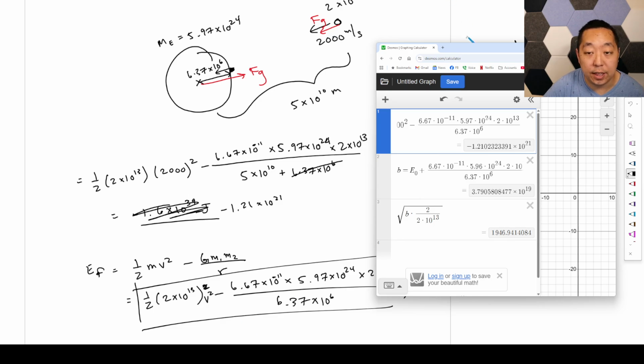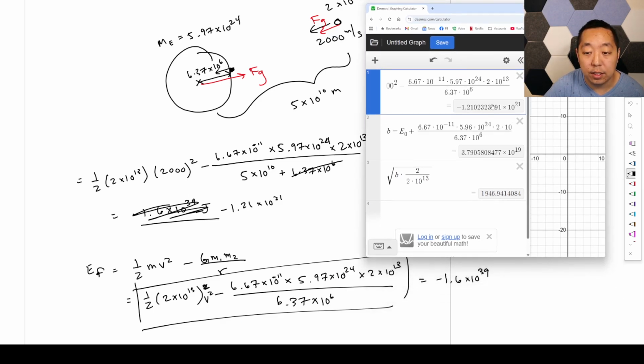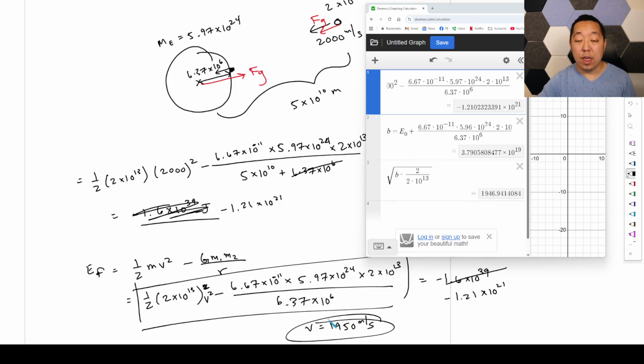Then I'm going to take that number, right? That number there. I called it E0. Oops. So we're going to make this negative 1.21 times 10 to the 21. We're going to add this quantity over here. Then we want to multiply by 2, divide by m, and then take the square root. So I end up getting the velocity here is 1950 meters per second. Okay, so that is the way to use the gravitational potential energy.